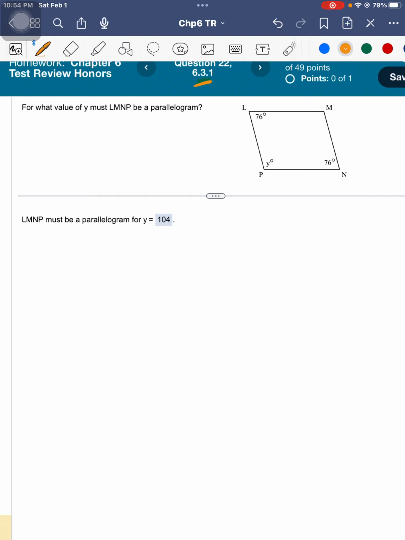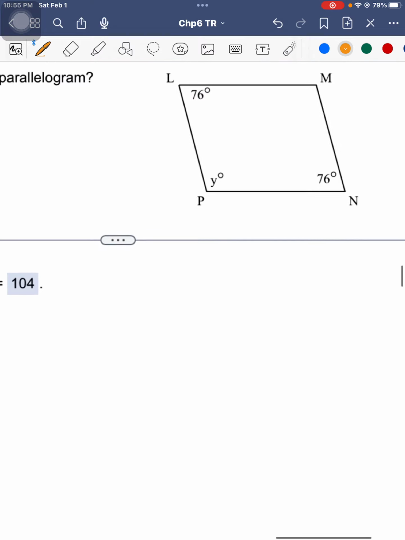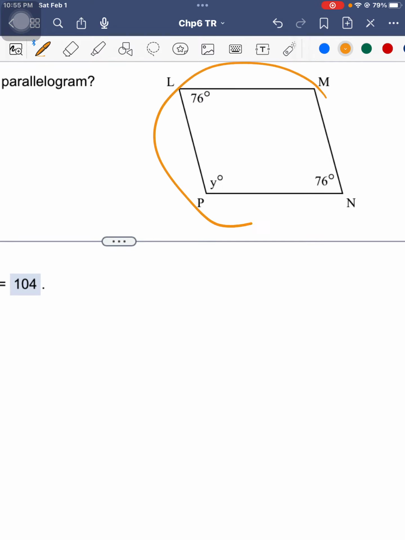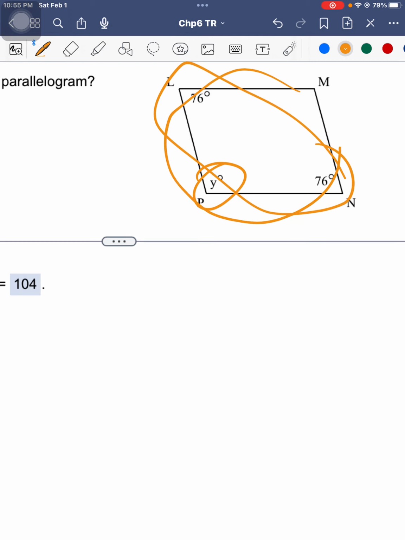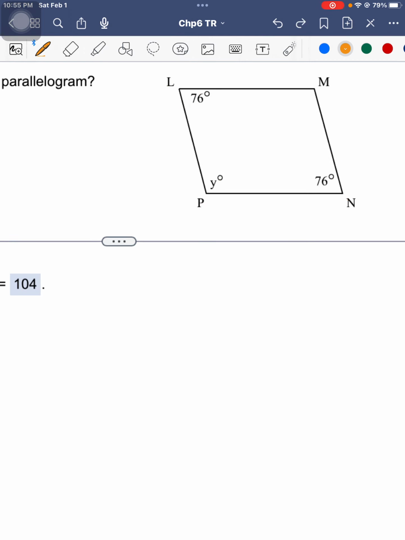So let's see, for what value of y must LMP be a parallelogram? It's saying, if you're going to make the claim that this is a parallelogram, what does y have to be for you to say, yeah, that's valid, this is indeed a parallelogram? Well, what do we know about parallelograms? The adjacent angles are supplementary.